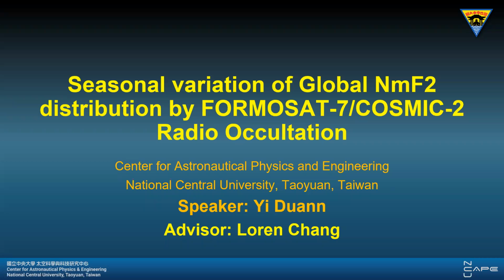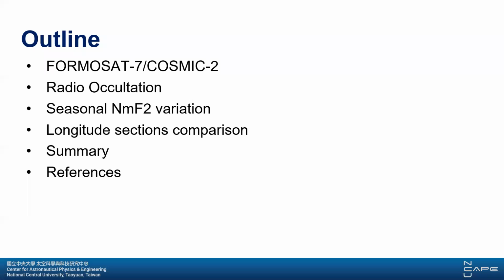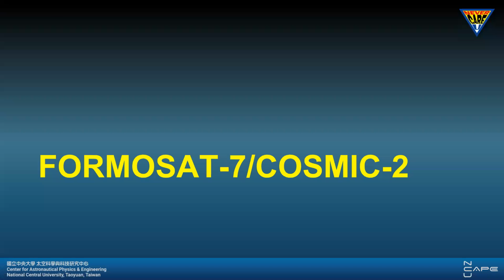My topic is seasonal variation of global NmF2 distribution by FORMOSAT-7 COSMIC-2 radio occultation. Here's my outline. I will start from an introduction for FORMOSAT-7 COSMIC-2 and then the algorithm of radio occultation, and then the seasonal NmF2 variation, the longitude sections comparison, and summary and references.